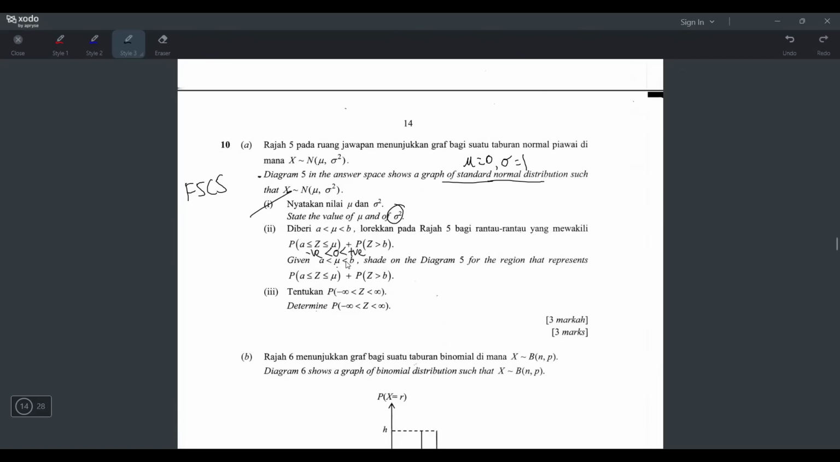Okay, now they say shade on diagram 5 the region that represents probability P(Z in between A and mean) plus P(Z bigger than B). Okay, let's shade this one first. We already know A is a negative value, and then mean is 0, and the area is in between A and the mean.